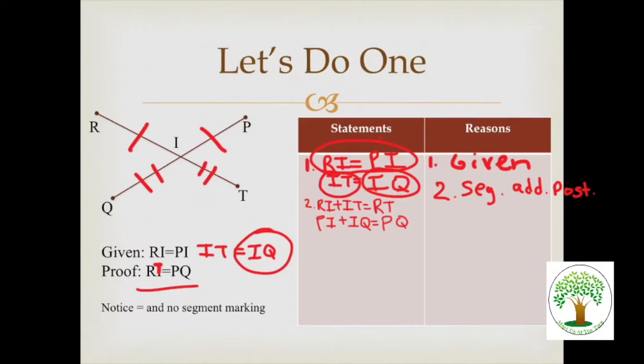So, number 3 will be RI plus IT. Oh, my bad. You keep going. I just should have taken out my circles up here. These ones here, by the way. I'm adding those 2 together.